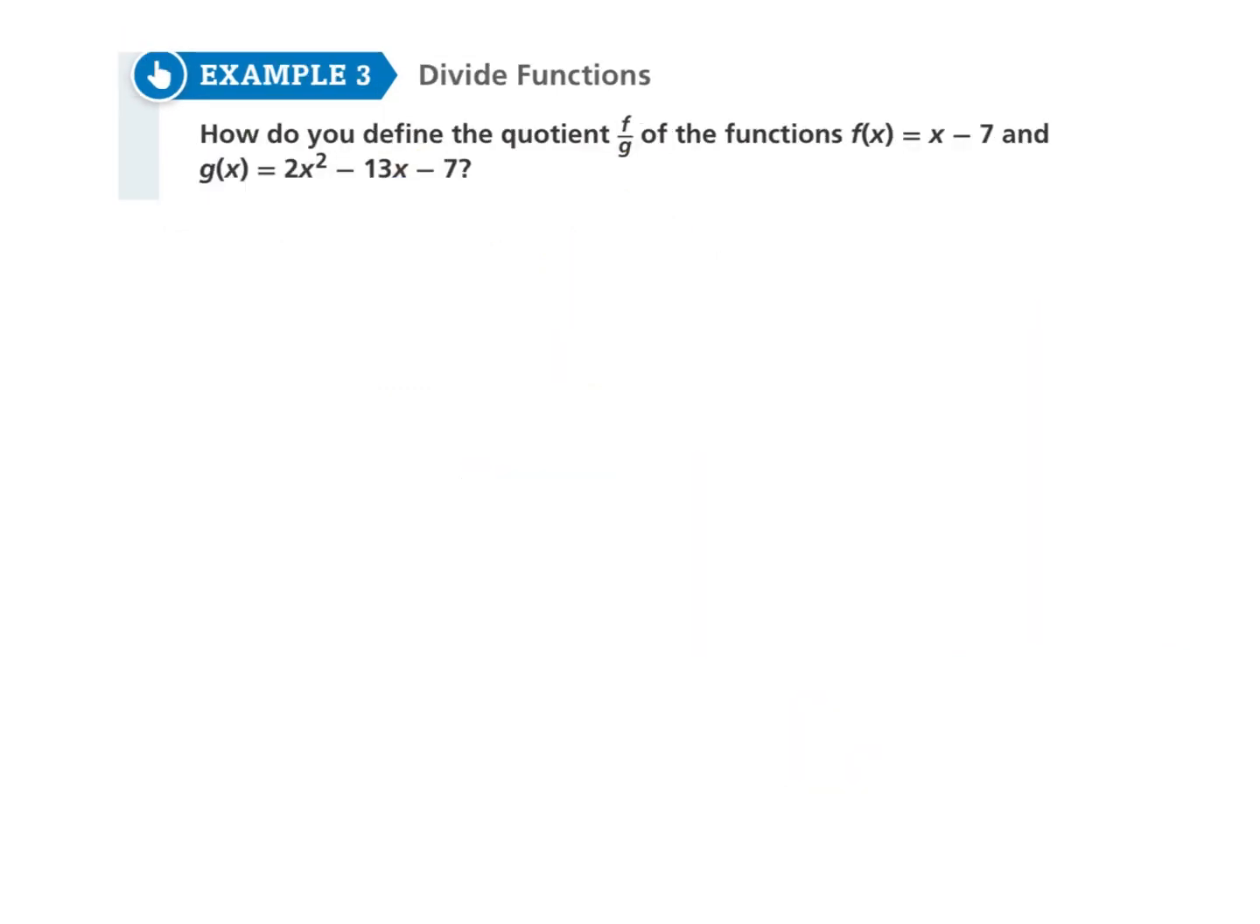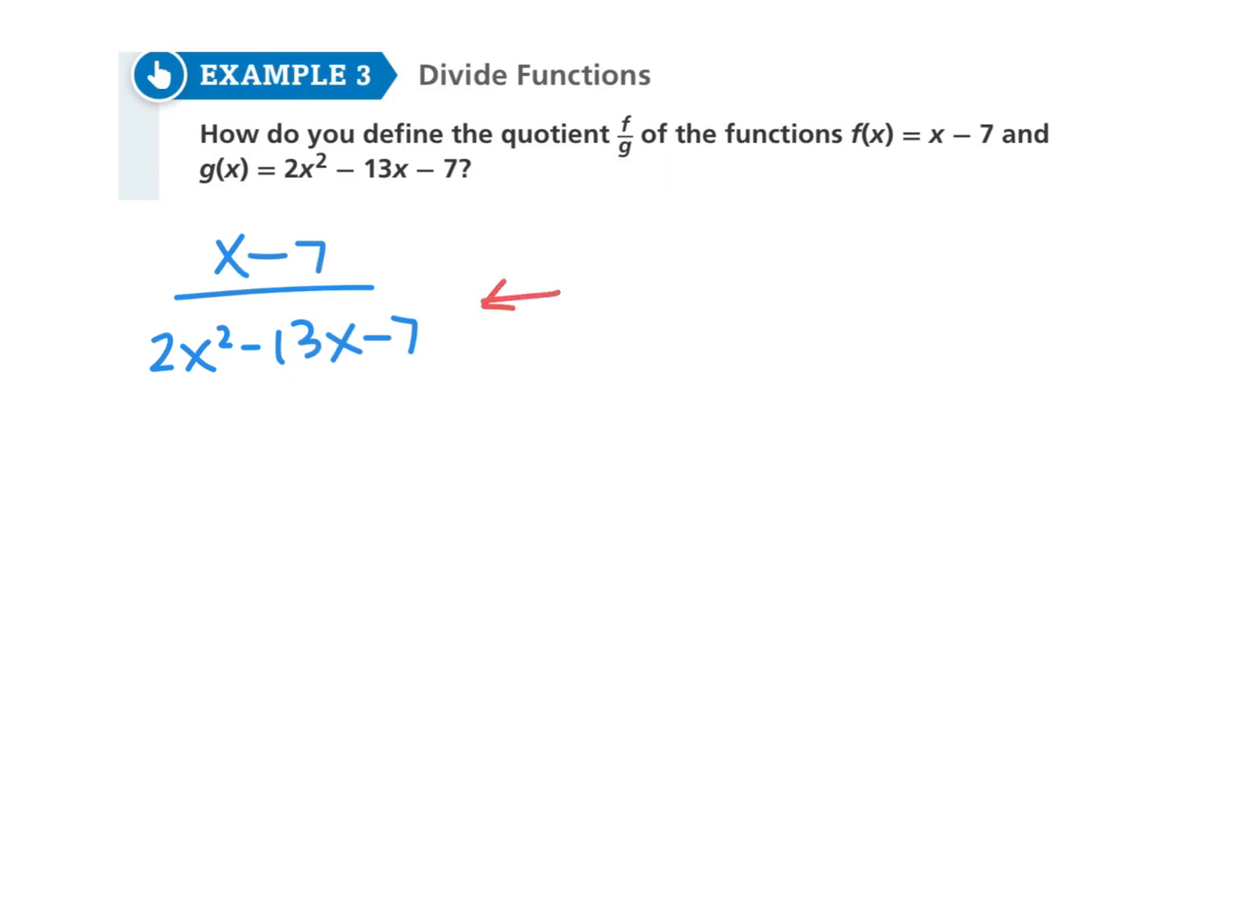All right, so dividing functions. If I go to set this one up, this is going to say f divided by g, so x minus 7 over 2x squared minus 13x minus 7. Now, we have learned to divide the other way. If I divide by x minus 7, I could do synthetic division. But in this case, I can't really do synthetic division. This doesn't work for that.